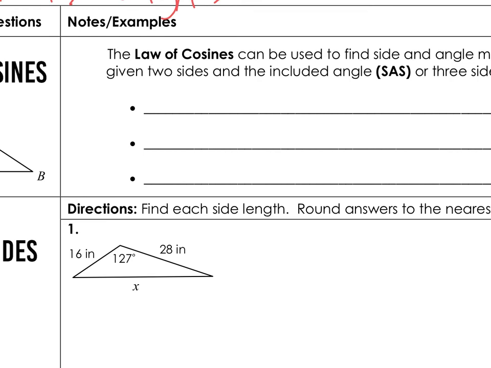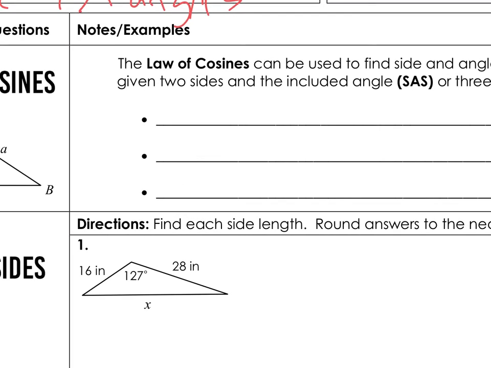And let me share with you something you've seen before. You've seen this before. a squared plus b squared equals c squared. Wow. Mind-blowing, right? Not really. You should recognize that as Pythagorean theorem.